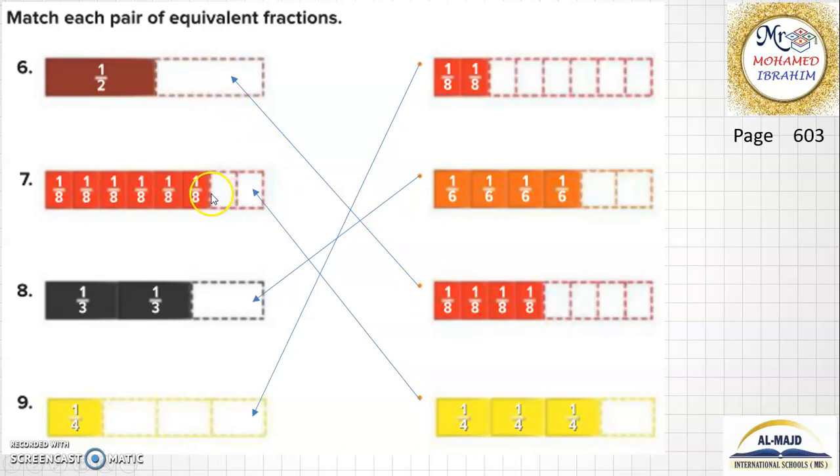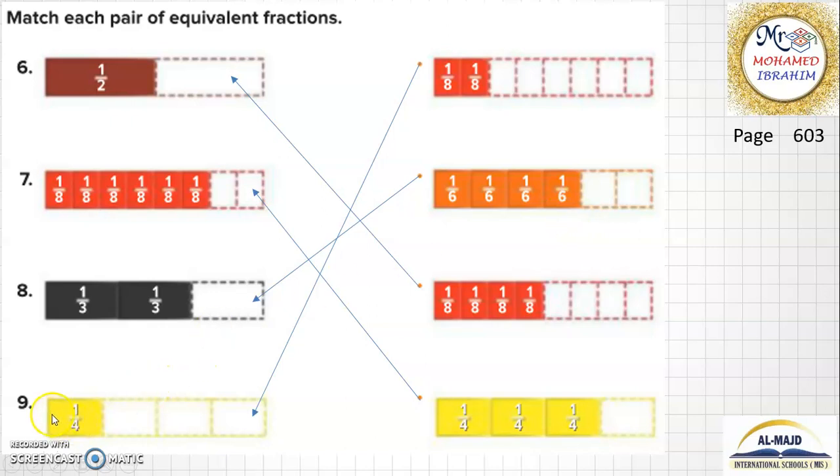Number 7, we shaded 6 parts out of 8. 6 out of 8. Look at the similar shape here. We colored 3 parts out of 4. Number 8, 2 parts out of 3. It's very similar to this rectangle. 4 parts out of 6.